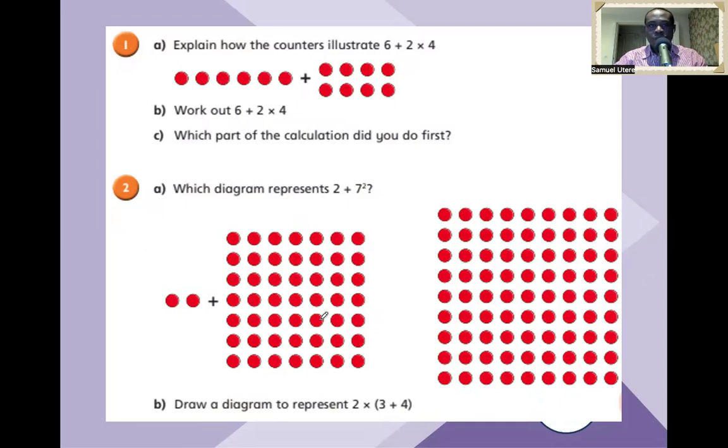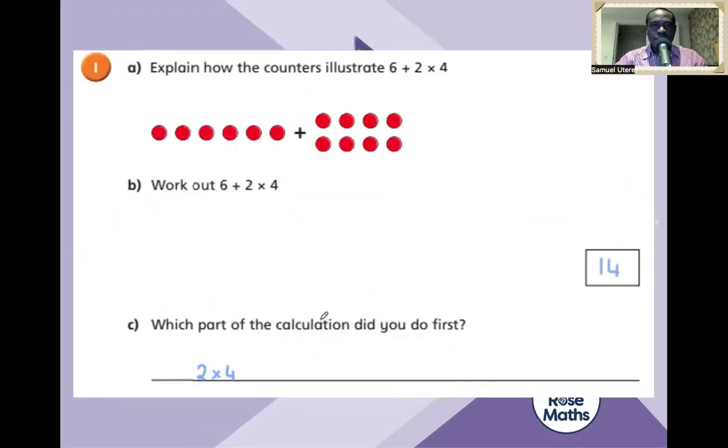Assuming you've paused the video and you've answered questions 1 and 2, here are the answers. For the first one, you were asked to explain how the counters illustrate 6 add 2 multiplied by 4. Here we have 6: 1, 2, 3, 4, 5, 6. And then you add in 2 rows by 4 columns. Then work out this one.